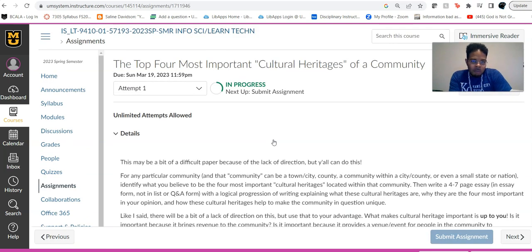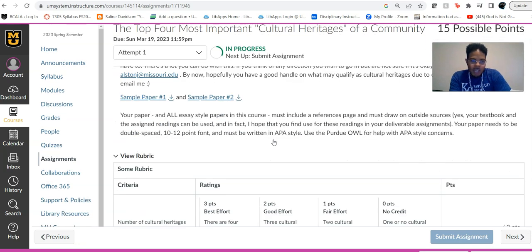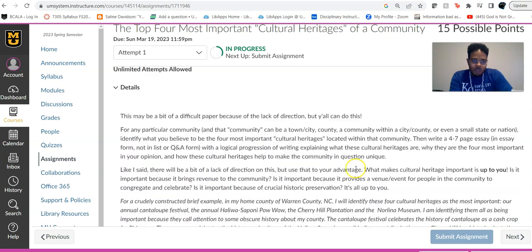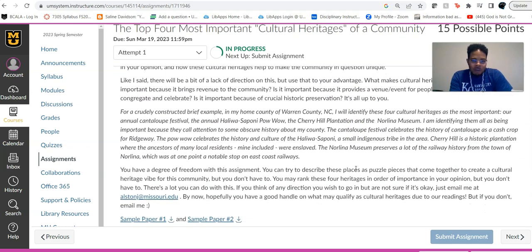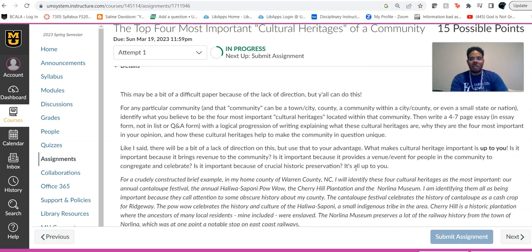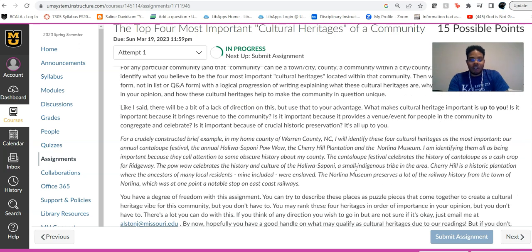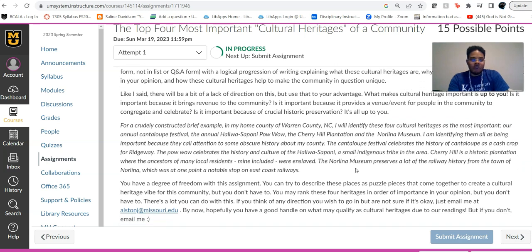Top 4 most important cultural heritages. You will have sample papers here, because I know that's kind of a different assignment, but we've got sample papers to guide you through that. What you're going to do is identify a community. It can be a city, it can be a county, or something else. And then you are going to discuss what you think are the top 4 placemaking cultural heritages or cultural heritage resources in that community. You're going to talk about how you feel they come together to provide identity for the place that you are discussing.